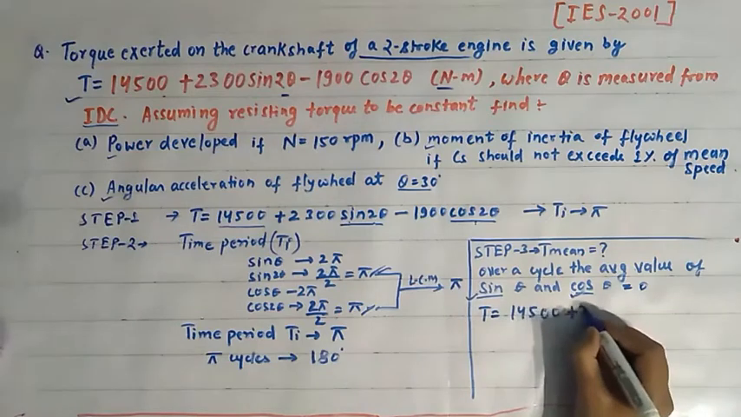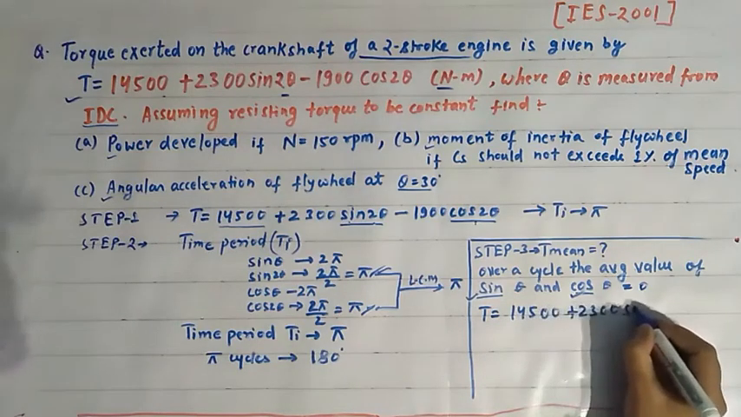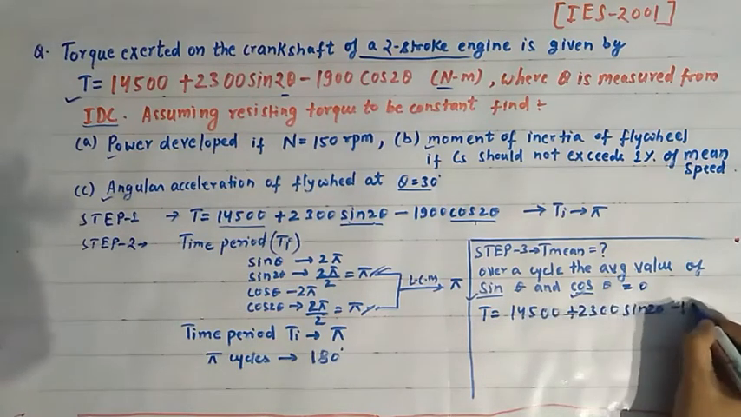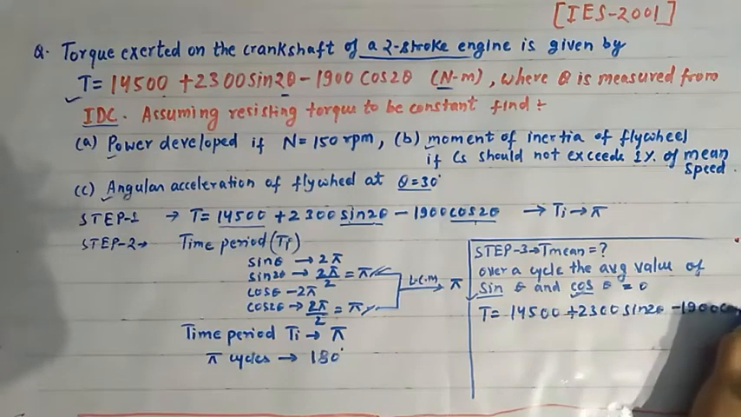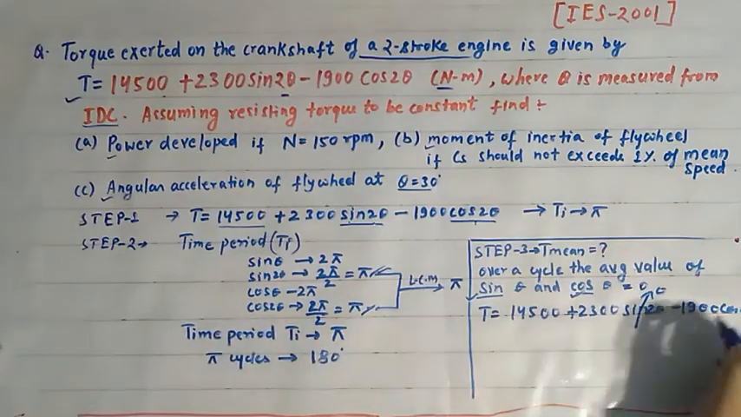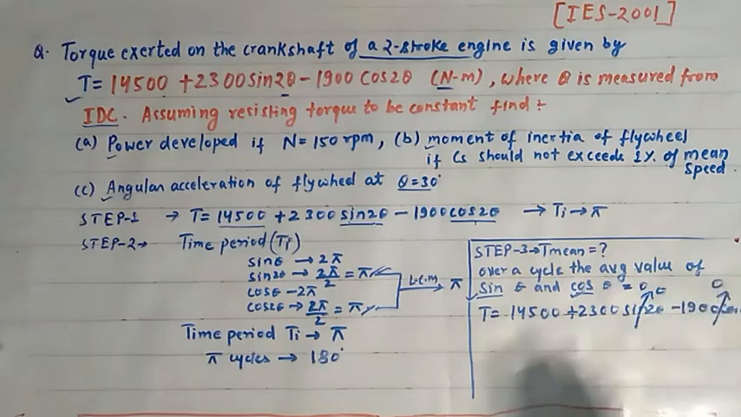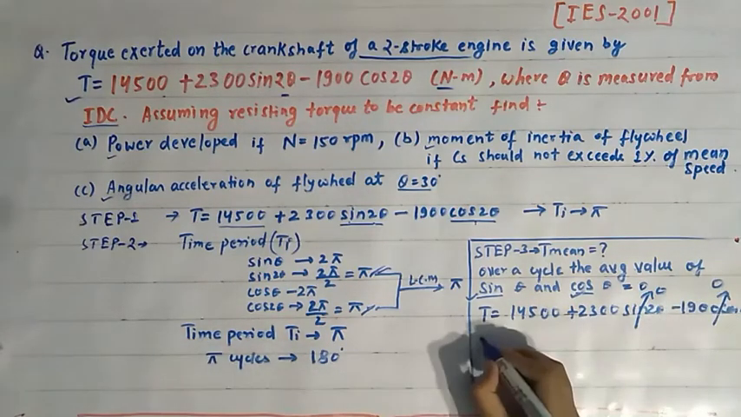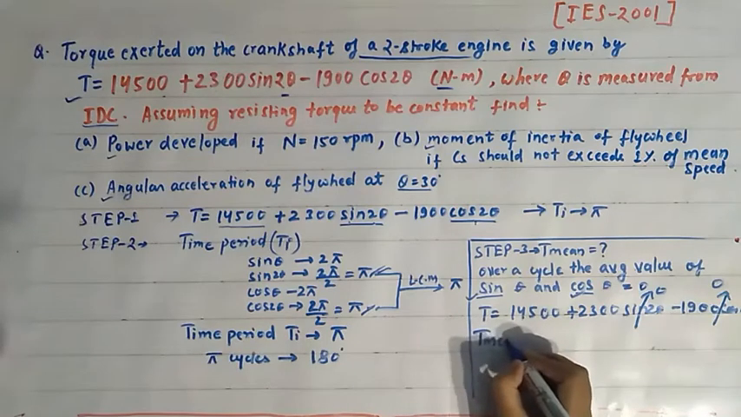T is equal to 14500 plus 2300 sin 2 theta minus 1900 cos 2 theta. The average value of sin theta is equal to 0 over the cycle, and the average value of cos theta will also be equal to 0 over this cycle. So what will the value of the mean torque be?